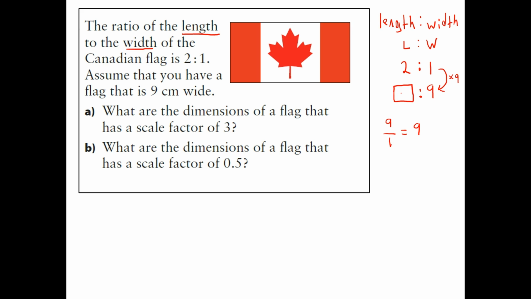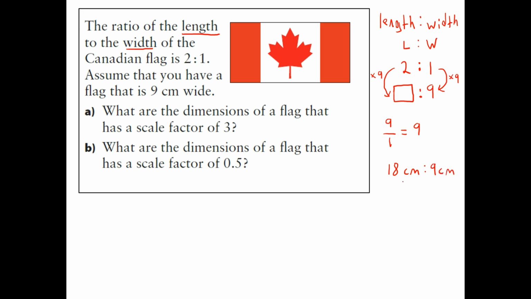Here, now that I can find this blank, if I multiply this side by 9, I must multiply this side by 9 because the ratio is 2 to 1. So hence, upon multiplying 2 by 9, I should get 18. So my ratio now should be 18 centimeters in length to 9 centimeters wide.